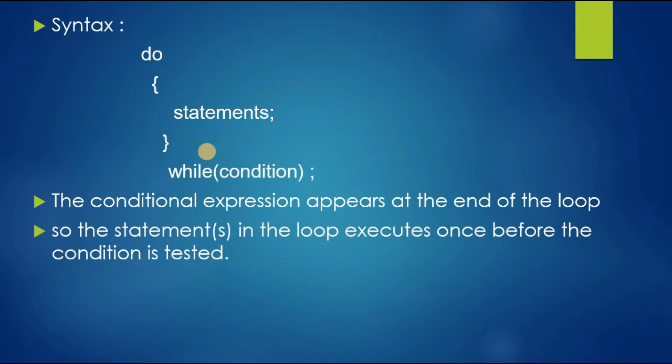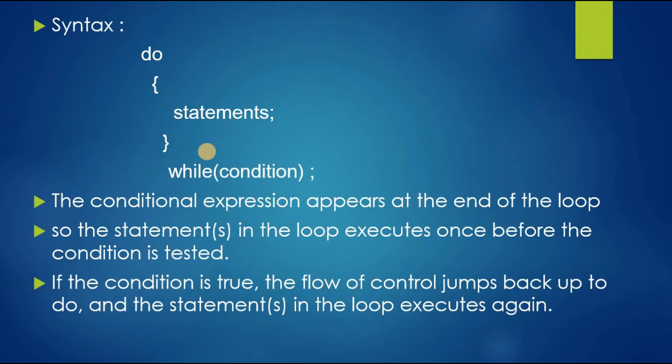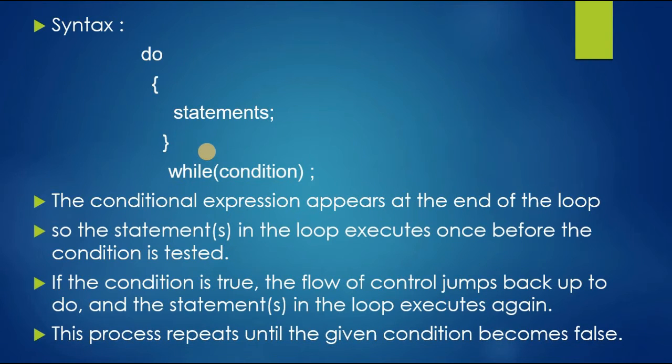So the statements in the loop execute once before the condition is tested. Means the statements will execute before the condition is tested in a do while loop. If the condition is true, then the flow of control jumps back to the do and the statements in the loop execute again. This process repeats until the given condition becomes false.